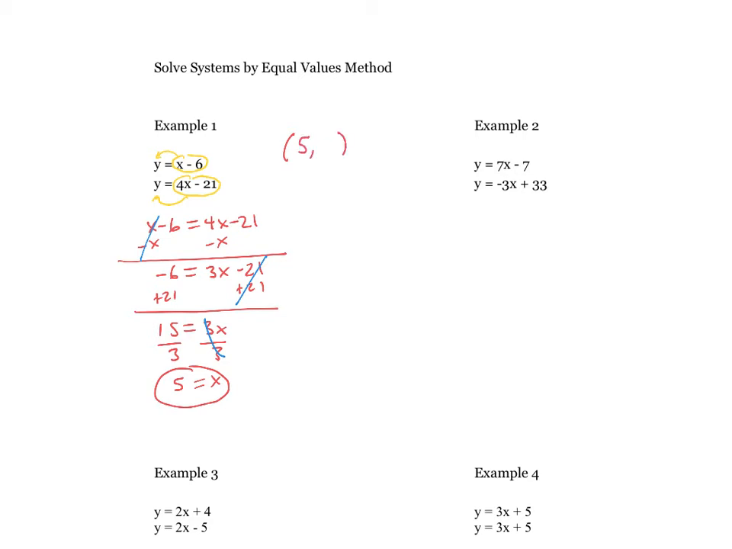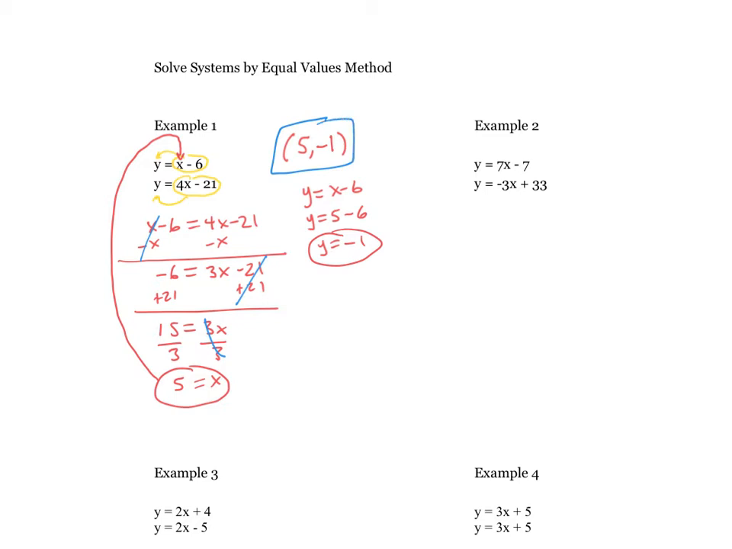Now to find the y, it's very simple. All I need to do is take the value I found for x and plug it into one of the equations above for the x value. So I'm going to choose to plug it into the top equation. I'm going to take that 5 and plug it in for the x. So it'd be y equals, instead of x minus 6, 5 minus 6, which is negative 1. And that is the y value. So I put that with my x of 5, and that is the solution to the system.